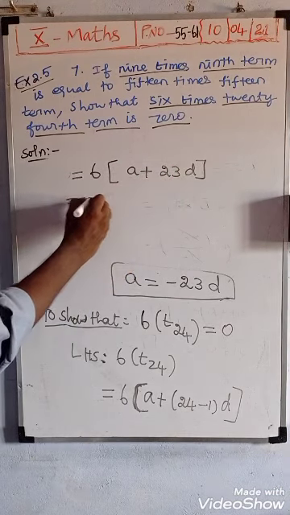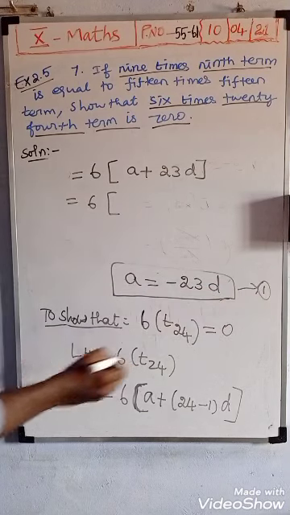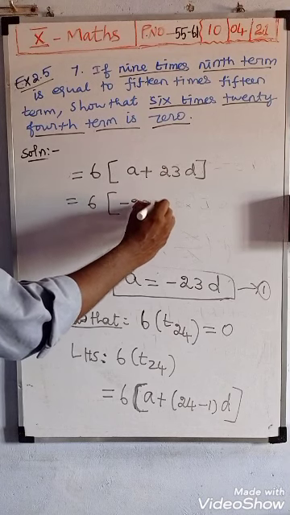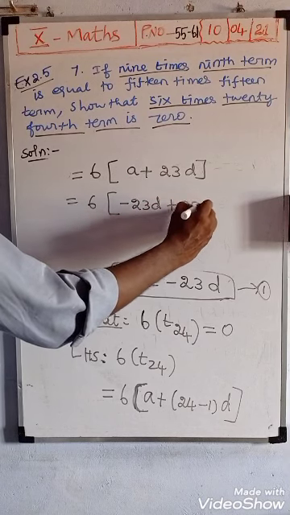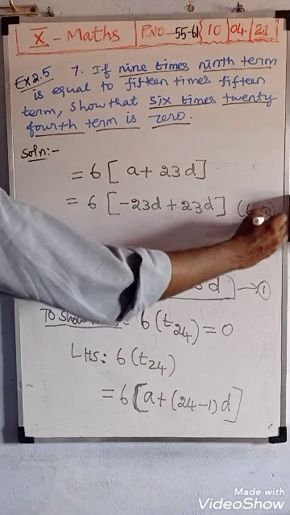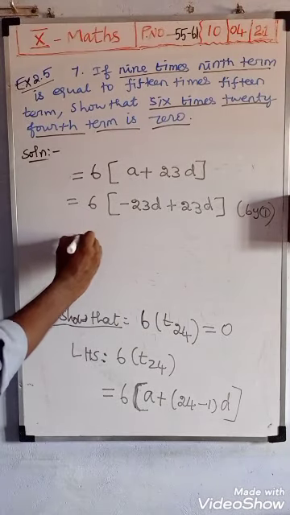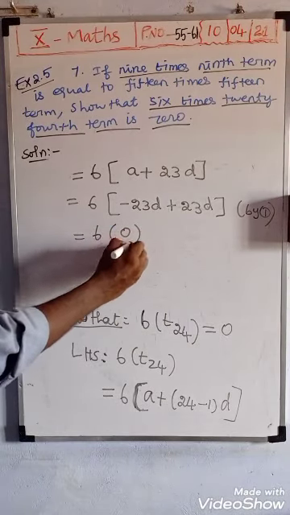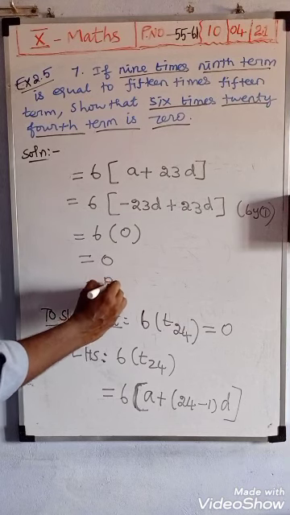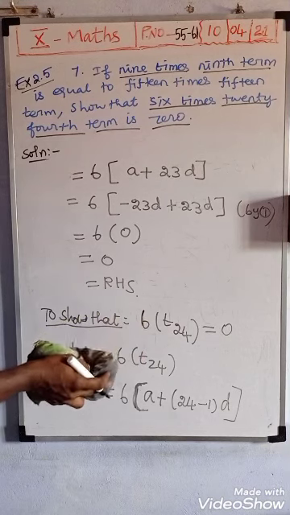Now this is equal to 6 times, where we substitute the a value. I'll call this equation 1. The a value is minus 23d, plus the 23d already there, close the bracket. Since I used equation 1, I used the a value. Now plus 23d minus 23d will get cancelled, leaving 0. So 6 into 0 is 0. So LHS I took and RHS I received 0.